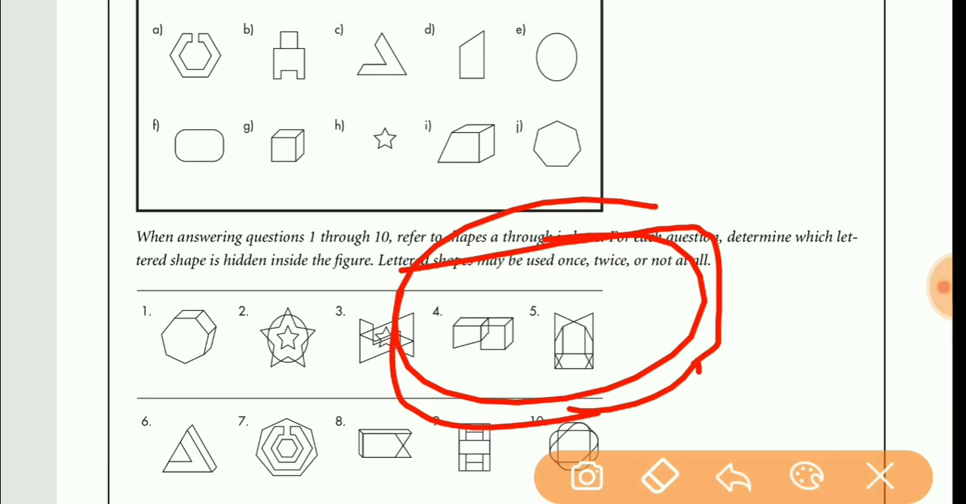but in the third or fourth part of the hidden figure problems I will increase the level. In the next part I will bring 10 problems related to hidden figures, which are not so hard, but in the 3rd and 4th parts the level will be increased.